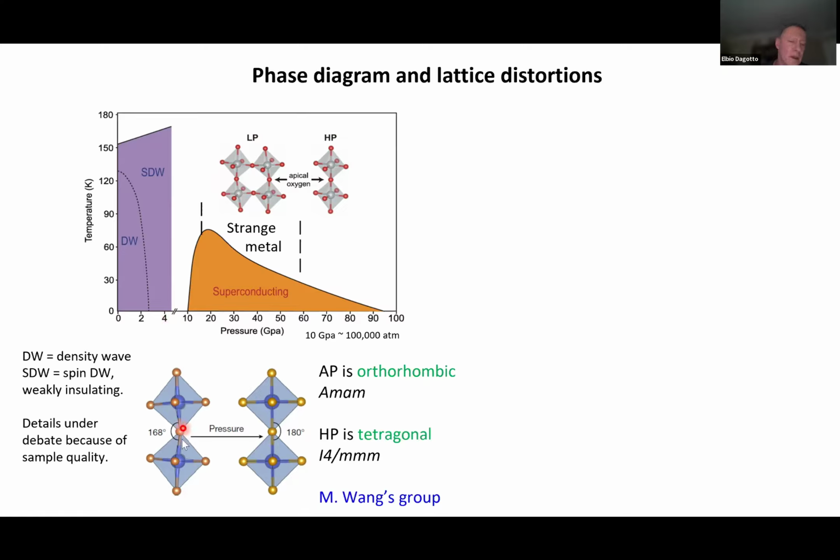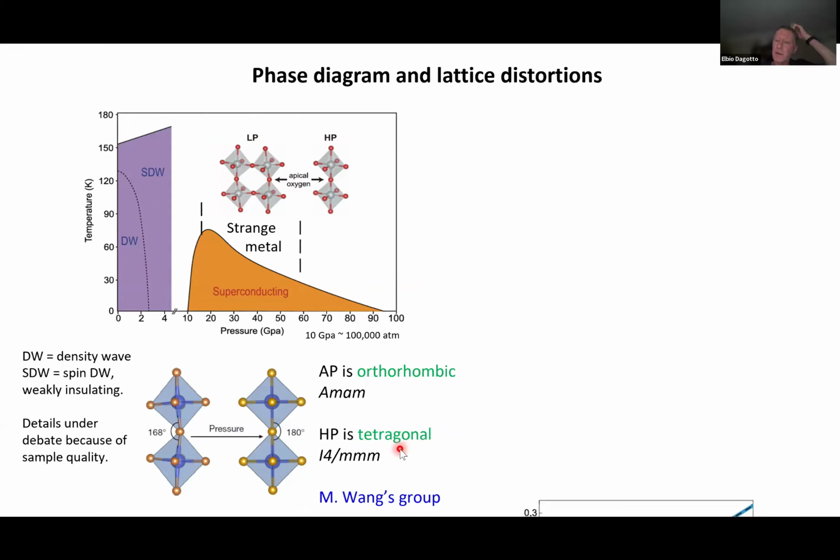One important aspect is that at ambient pressure and low pressure, you have this orthorhombic phase. The octahedra is not straight. The nickel-oxygen-nickel doesn't form a straight bond, but is bent to 168 degrees. While at high pressure, you get a straight bond. More specifically, the ambient pressure is orthorhombic, and the high pressure is tetragonal, and a lot of evidence is accumulating that this tetragonality, which will appear towards the end as well in thin films at ambient pressure, is crucial for superconductivity to appear.